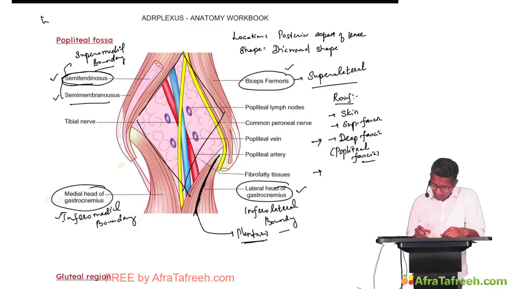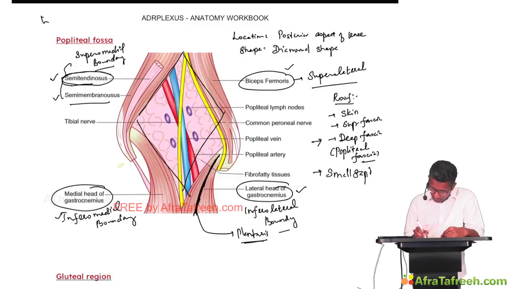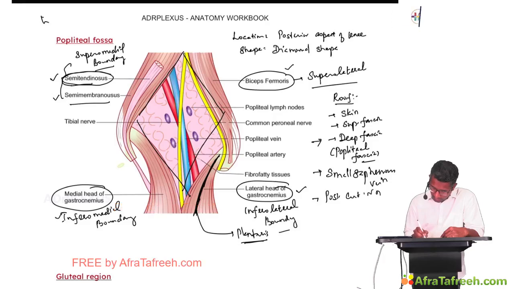You can also see in the roof the small saphenous vein. You can also see the posterior cutaneous nerve of the thigh in the roof.